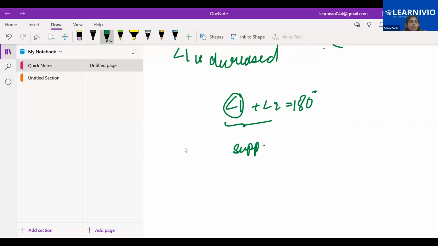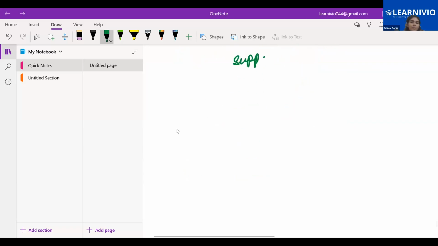See, for example, you have two supplementary angles, 100 degrees plus 80 degrees. This gives you 180 degrees. Now, if this angle is reduced, let's reduce it to 70 degrees. Now 70 plus 80 is not equal to 180, right? That means you should change the angle 80. So what change should you make to angle 80 so that the answer is still supplementary?